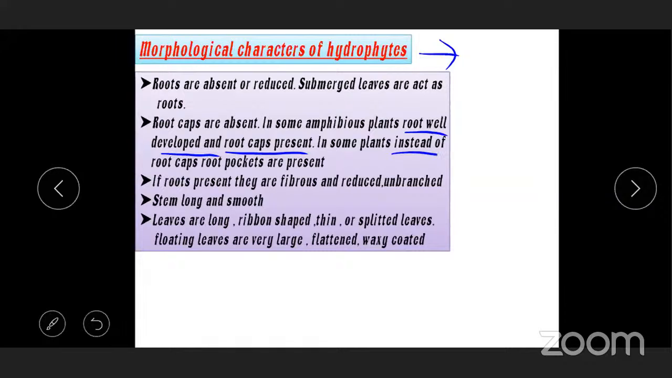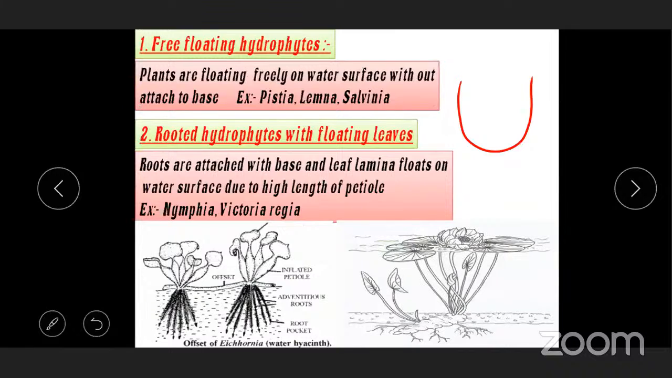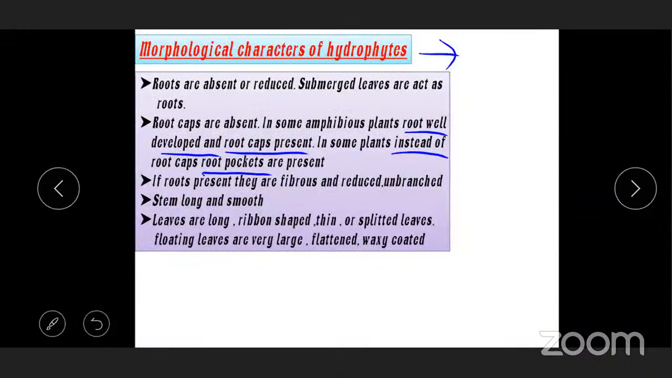In some plants, instead of root caps, root pockets are present. When we observe Pistia and Eichhornia, we observe the root tip, which has one pocket-like structure. That pocket-like structure is called root pockets. He clearly mentioned about root pockets. In some plants, instead of root caps, root pockets are present.